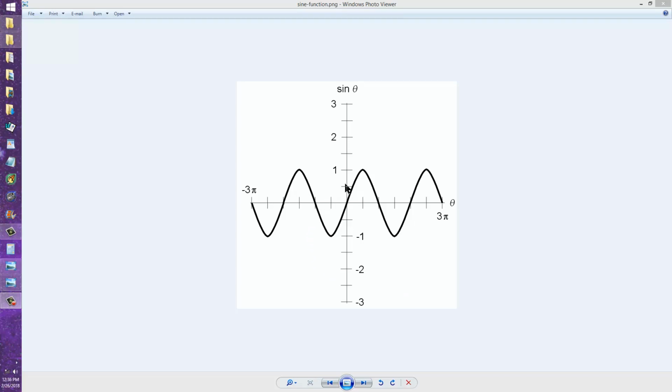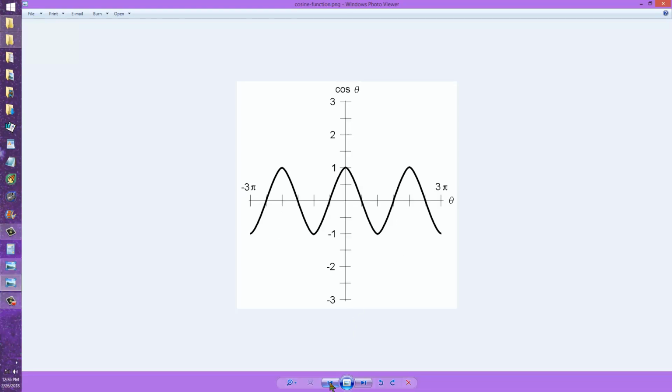What you see here is a graph of the trigonometric sine function for values of minus 3 pi radians to plus 3 pi radians. The radian is 180 degrees of phase, so that's 180, 360, 540, from minus 540 degrees to plus 540 degrees. Here you see the cosine function graphed over the same interval.